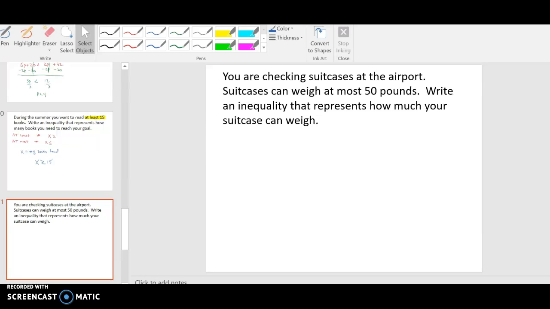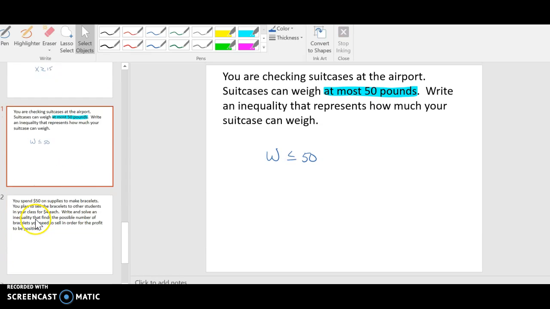You are checking suitcases at the airport. Suitcases can weigh at most 50 pounds. Write an inequality that represents how much your suitcase can weigh. So we're going to say the weight W of your suitcase cannot be over 50 pounds, at most 50 pounds. So it has to be less than or equal to 50. Okay.